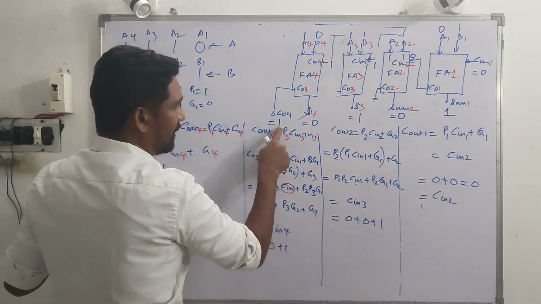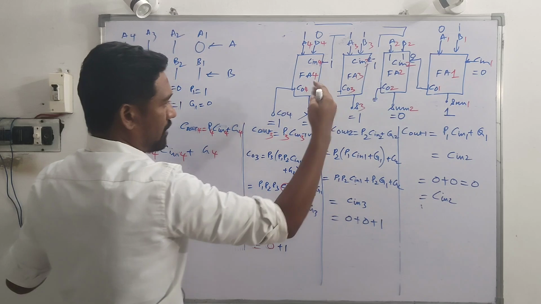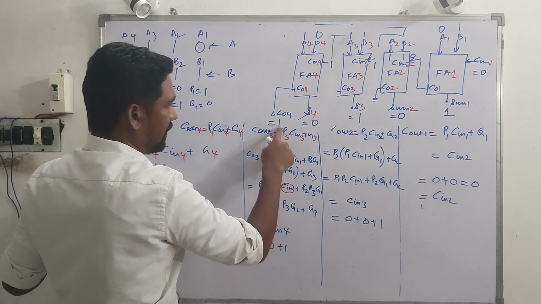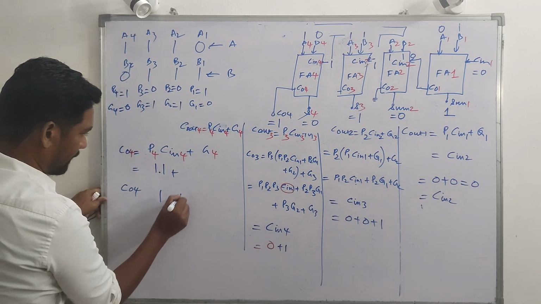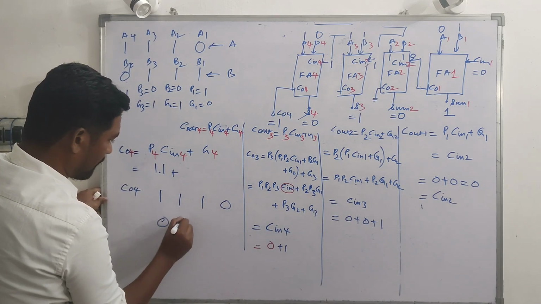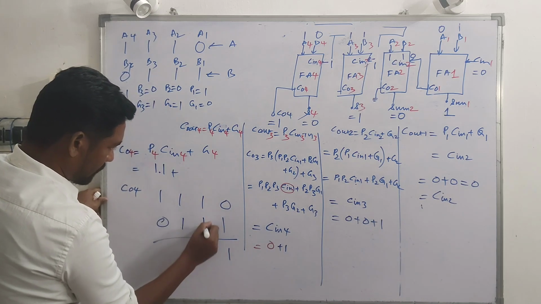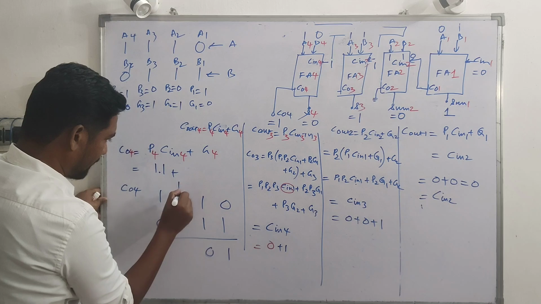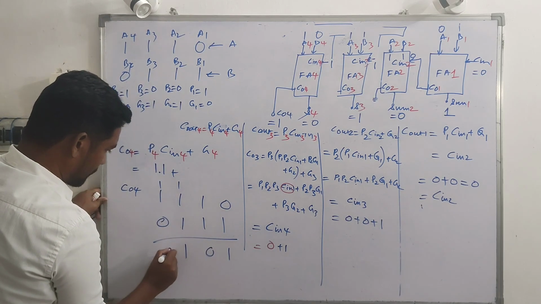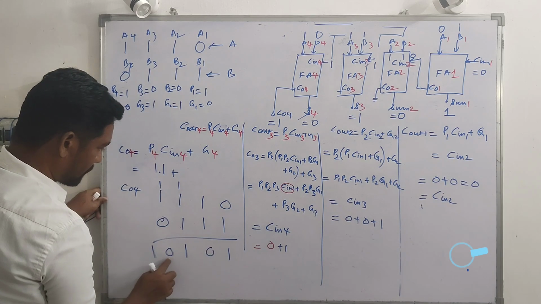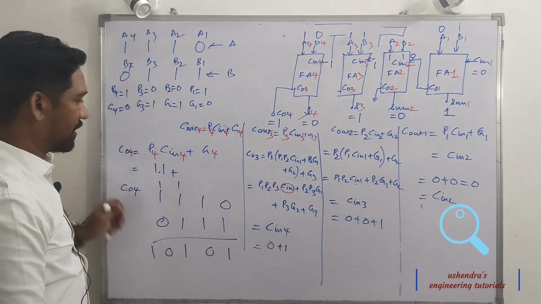So the result is 1 0 1 0 1. The final output from the carry look ahead adder is 1 0 1 0 1. We considered 1 1 1 0 and 0 1 1 1. The first stage sum is 1, no carry. The next is 2, sum 0, carry 1. Then it's 3, sum 1, carry 1. Then it's 2, sum 0 and carry 1. So 1 0 1 0 1. This is how a carry look ahead adder works.